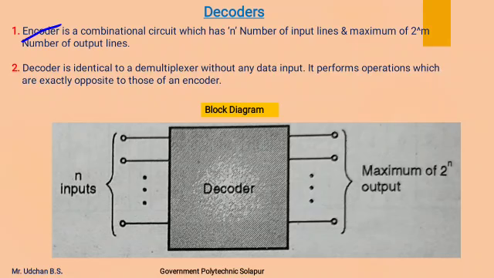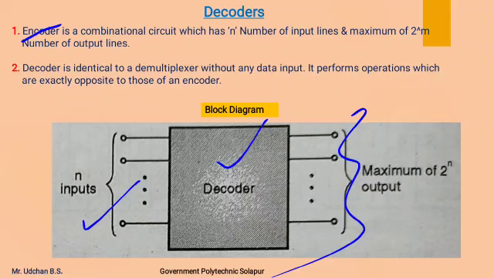A decoder is a combinational circuit which has n number of input lines and a maximum of 2 raised to n output lines. This is the block diagram of a decoder, which is identical to a demultiplexer without any data input. It performs operations which are exactly opposite to those of an encoder.